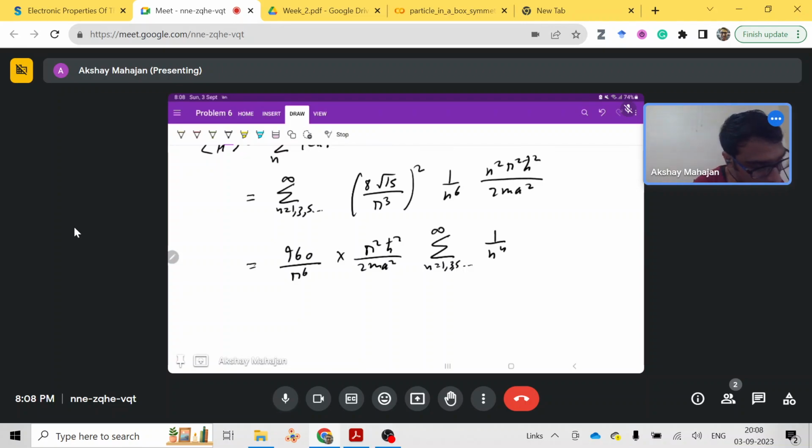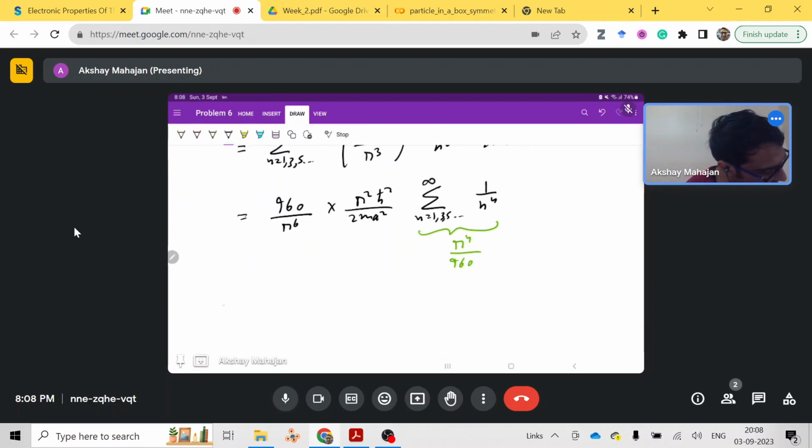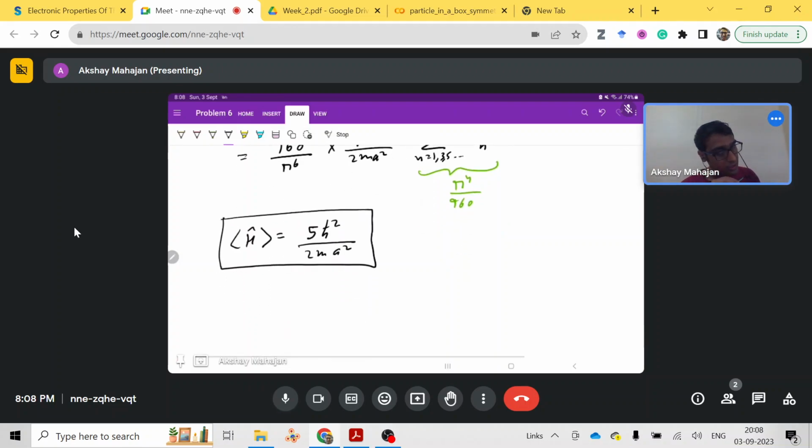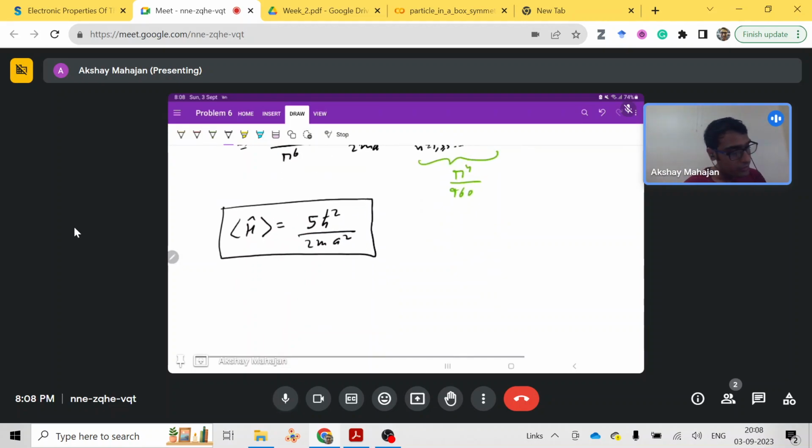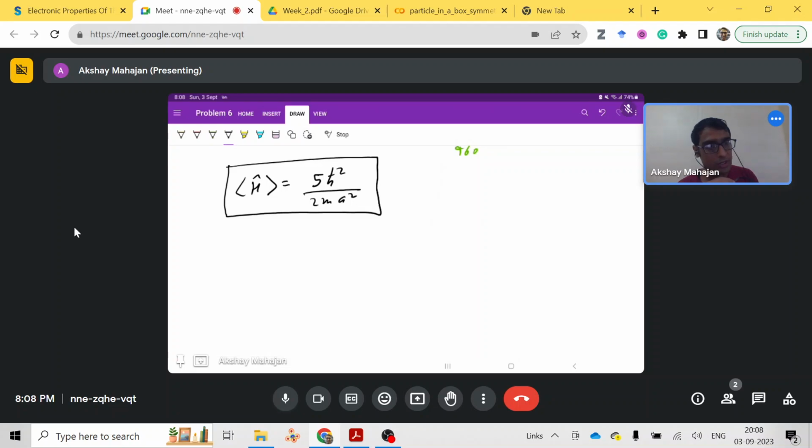Okay, and square this, and this summation comes as pi to the power 4 by 960, and thus what we have is that our expectation value of H energy comes as 5 times h-bar squared pi squared by 2 m a squared. We know that for the ground state it is pi squared h-bar squared by 2 m a squared, so it is close to that, but slightly higher only because there is an admixture of the higher states within our wave function.